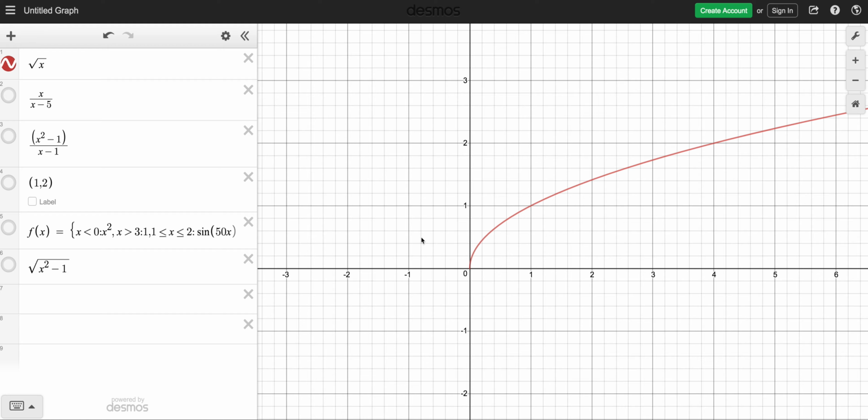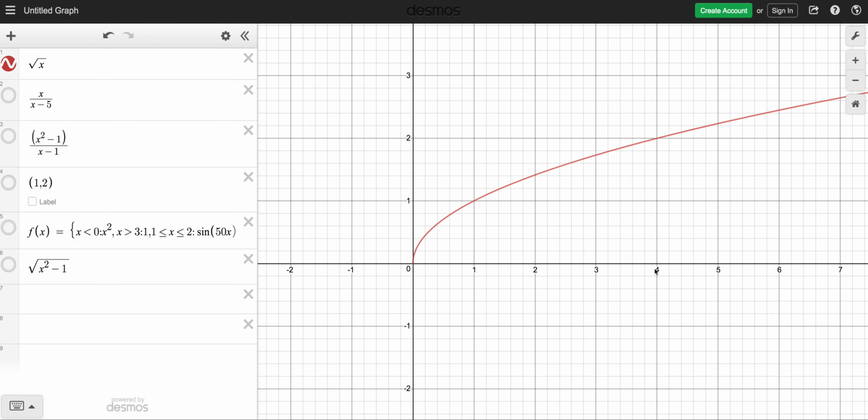So if we look at this, we see that if the x value is 4, well, the square root of 4 is 2. And so that's why we plot this point up here at (4, 2). And one question we can ask is, what is the domain? And this is maybe something to write down. The domain is just the set of allowable inputs.